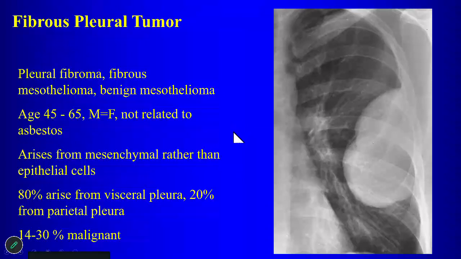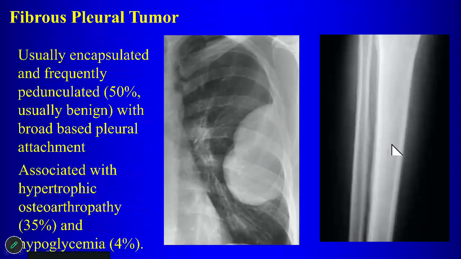So fibrous pleural tumors, most interestingly, arise from the visceral pleura. They're not always benign. The larger they are, the more you would be concerned about malignancy. They are not related to asbestos. They are associated with hypertrophic osteoarthropathy, and interestingly, also with hypoglycemia. A small percentage of these patients can have hypoglycemia. Those are the two syndromes that can be associated with fibrous pleural tumors.